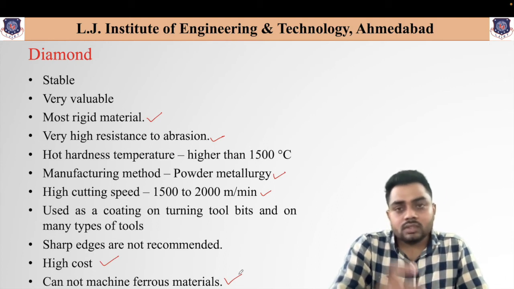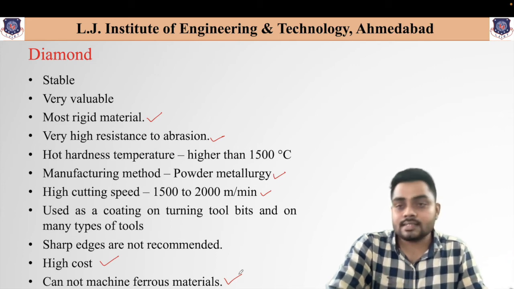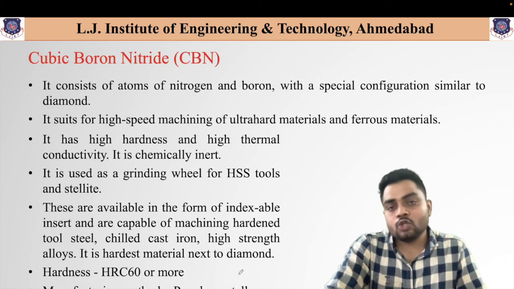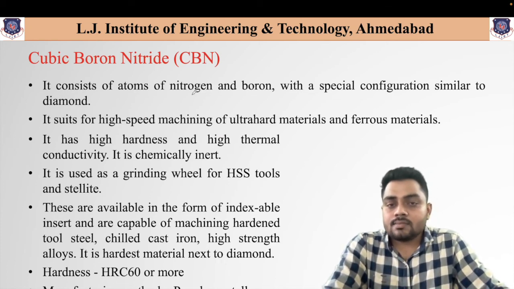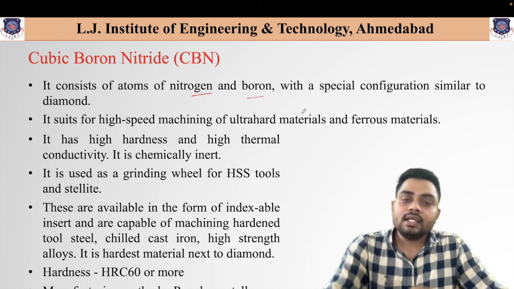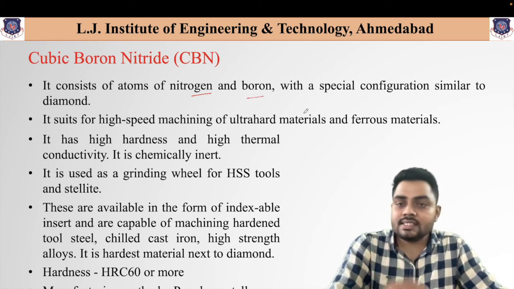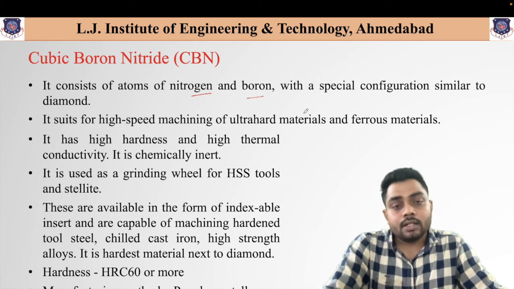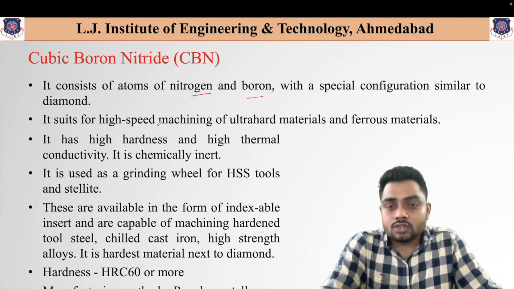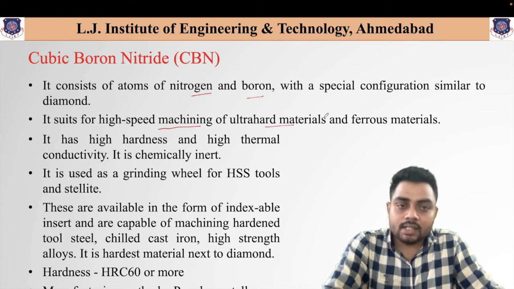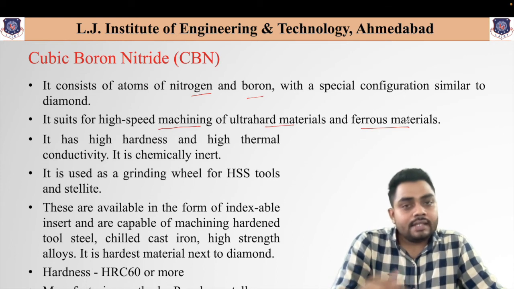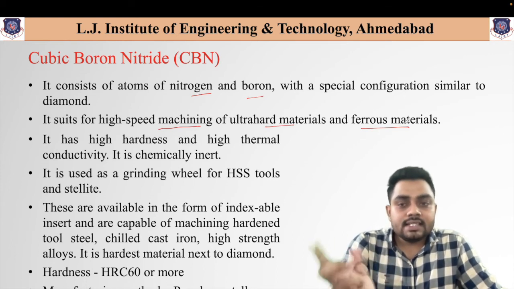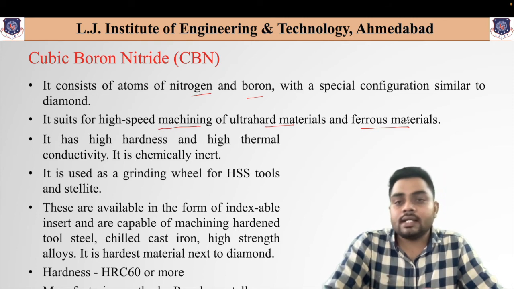So to overcome the limitation of diamond, other advanced materials have been developed, and one of them is cubic boron nitride. This cubic boron nitride consists of atoms of nitrogen and boron, and it is developed specially with the same configuration as that of the diamond. This particular tool is used for the high speed machining of ultra hard materials and ferrous materials. That means when the diamond tool cannot be used, this cubic boron nitride tool is used.